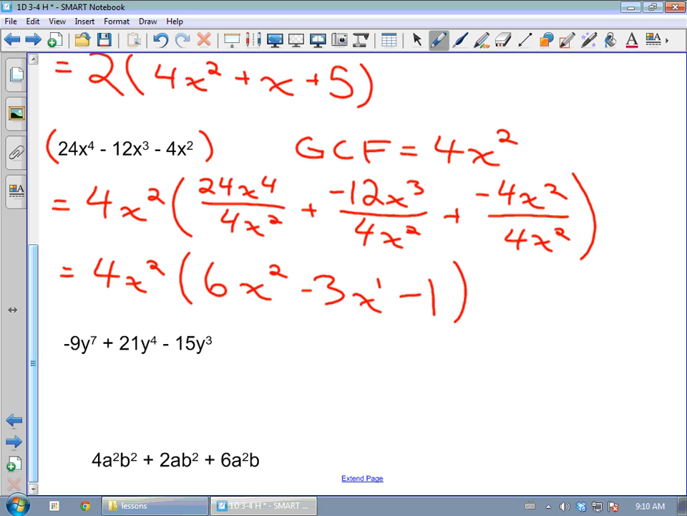Okay. So I've got 2 more here. I think that's enough for now. So at the bottom of your page, though, you have 2 questions that are pretty simple factoring questions. Give those 2 a try, and then move on to something else.